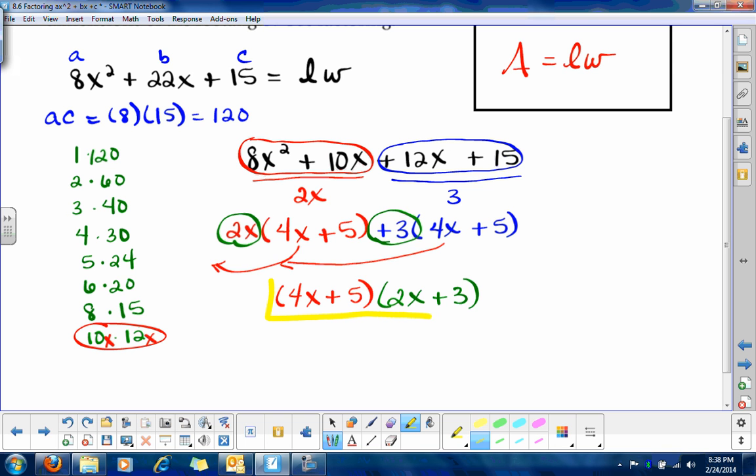And of course, how can you check it? Yes, we can check it using FOIL. So this is your final answer.